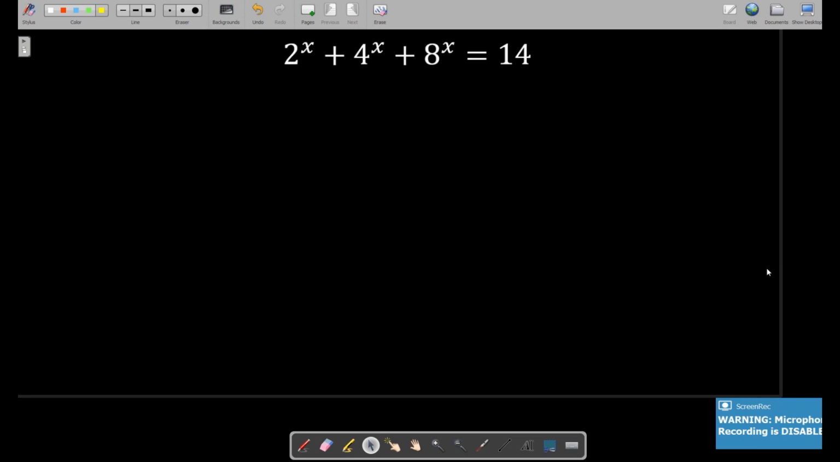Okay, so in today's exponential series, the question that we have in our hand is 2 power x plus 4 power x plus 8 power x equals 14, and we have to solve for x. That means we have to find the value of x. So how are we going to do that?